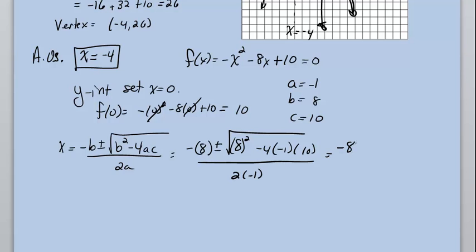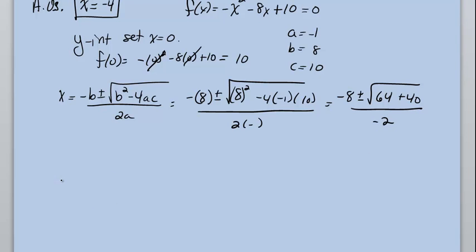So we're going to have negative negative 8 plus or minus the square root of 64. Negative 4 times negative 1 is positive 4, times 10 is positive 40, all over negative 2. Simplifying this, we have x equal to 8 plus or minus the square root of 64 plus 40, which gives me 104, all over negative 2.